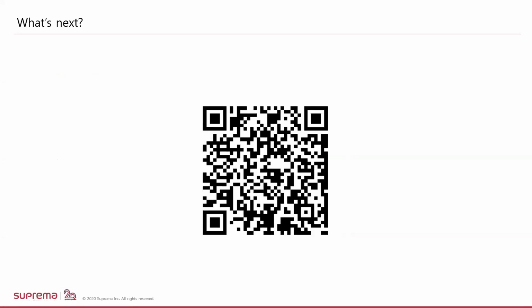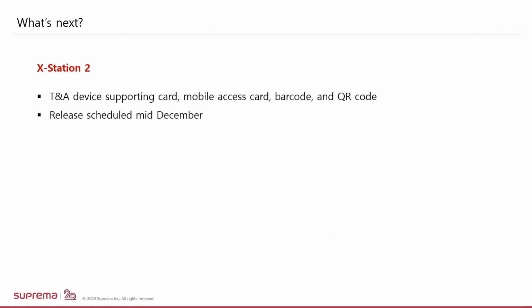The next is a new device called the FaceStation 2. It's a TNA device with an LCD screen that supports cards and the mobile access card, but now we also have a module supporting barcodes and QR codes. So it's a TNA device supporting card, mobile access card, barcode, and QR code. It is scheduled to be released in mid-December. On this one, we're not sure about the release. There could be a little bit of delay, but we'll try to make it not that long.